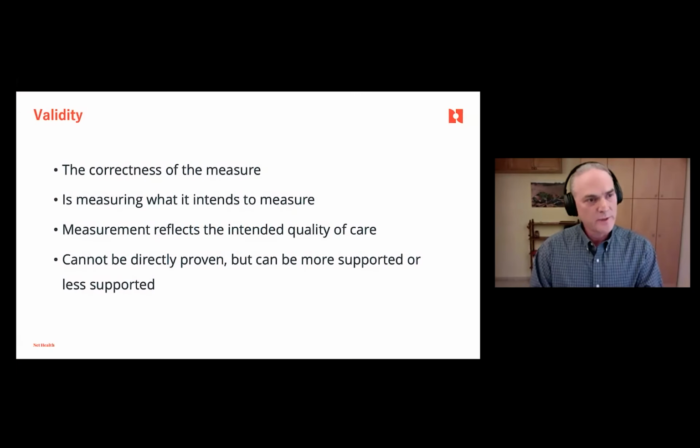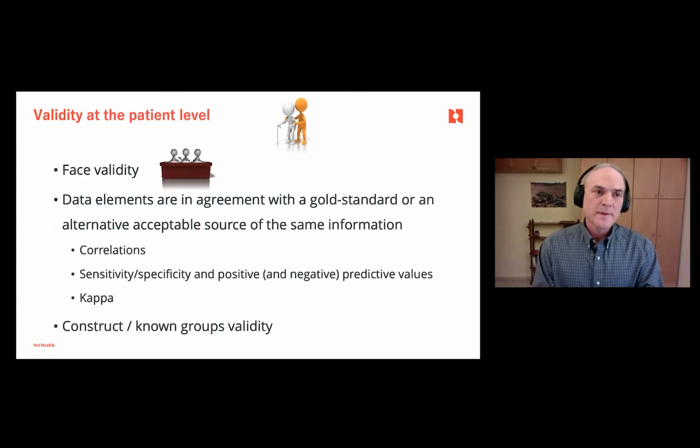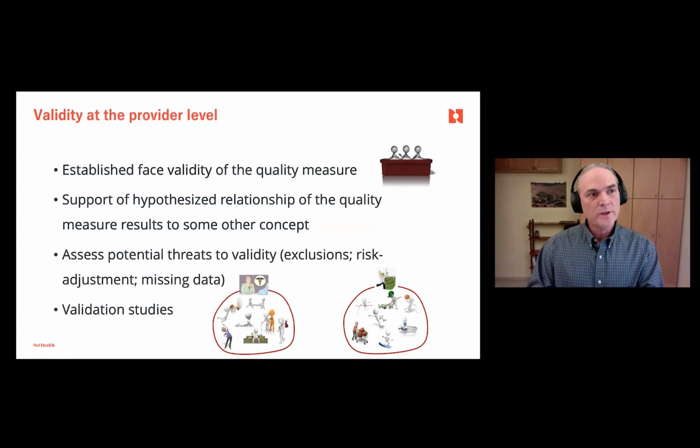I'm not going to talk too much about validity. Validity is really about the correctness of the measure, as you know, and it measures, does it measure what it intends to measure? And does it reflect the intended quality of care? A good way to think about validity is that it's difficult to prove validity, but we can support it with different types of analysis and the accumulation of evidence. There are different types of ways to assess validity at the patient level. I'm not going to discuss these too much. But when we go into the provider level, it's typically the same thing. We could have a technical expert panel establishing face validity, responding to a question about validity of the quality measure, and look at other associations that are hypothesized with other measures. So think of validity at a patient level, and do the same thing on a provider level.